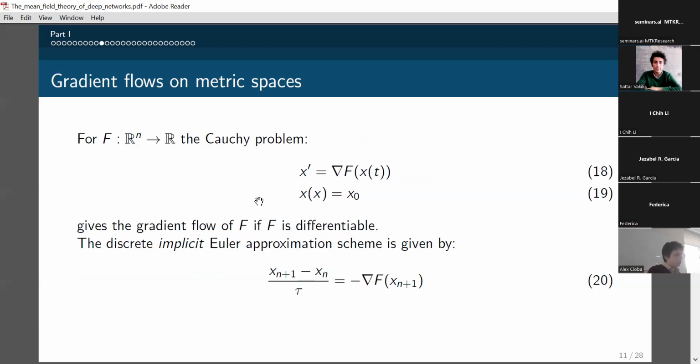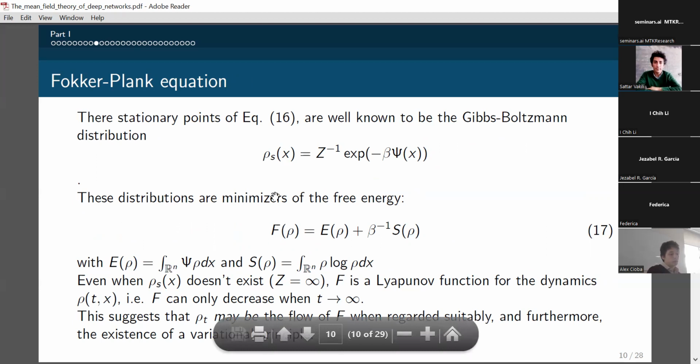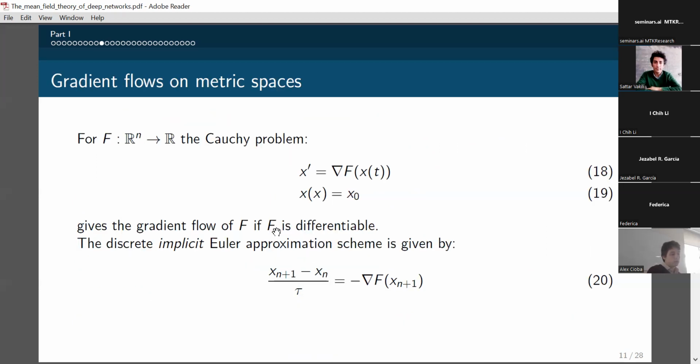Okay, why is this important? It is because in order to view the dynamics of this equation as a correct minimization scheme of the functional F, it's important to be able to move from spaces where you have well-defined gradients to arbitrary metric spaces. And again, this is hinting at something that we already know, which is the Wasserstein space dynamics of the functional.